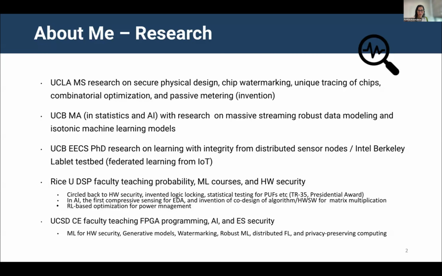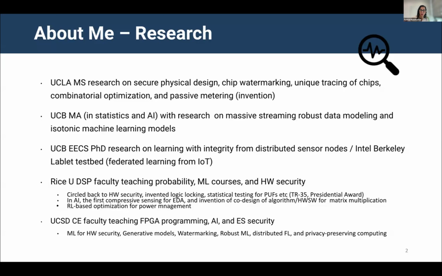Also, back when my former student Azalia, who's a faculty at Stanford now, was in my lab, we also worked on the first reinforcement learning-based optimization for power management of chips. So this work has gone back and, I guess, reinvented itself. She invented RL-based optimization for CAD later on.